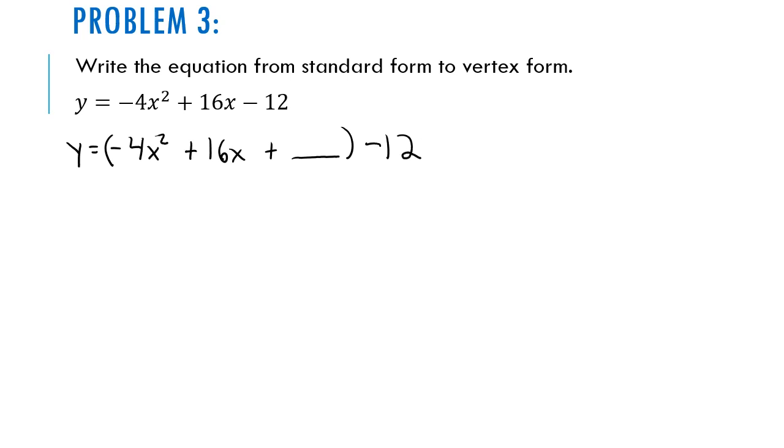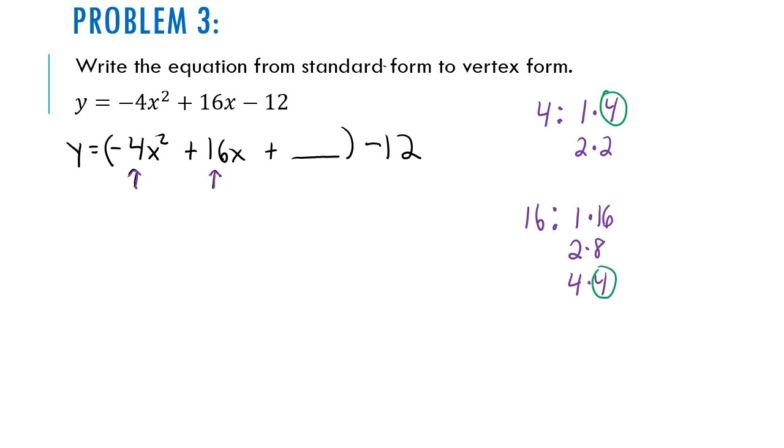Once again, I want to find the greatest common factor for these two numbers because I want to have a 1 in front of this x squared and not a negative 4x squared. So numbers that multiply to give me 4. I have 1 times 4, 2 times 2. Numbers that multiply to give me 16. 1 times 16, 2 times 8, 4 times 4. And I'm looking for the greatest number that they share, which would be a 4. Now, this time we have a negative in front, which means I need to factor out a negative 4.